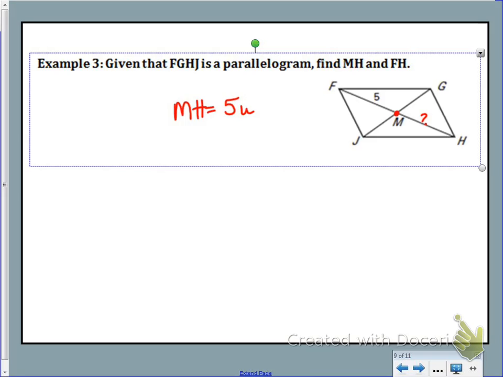It then goes on to say, what is the length of FH? Well, FH is simply that entire segment, so 5 times 2, or a length of 10 units.